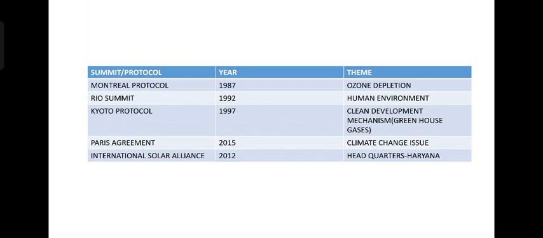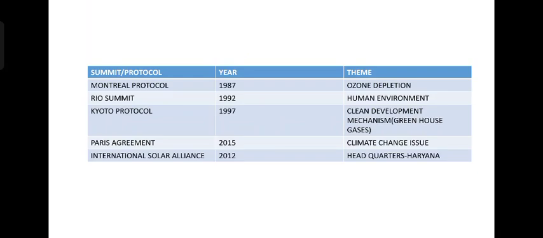Then comes the Kyoto Protocol. Actually, this was introduced in 1997, and the theme was the clean development mechanism, that is greenhouse gases. That was the theme for this protocol. Then the Paris Agreement, it was related to the climate change issue, and it was released in 2015. Then another thing, the last one, actually it is not a protocol, it is the International Solar Alliance, but this is a common question that could be asked because this one is related to India. It was established in 2012 and the headquarters is in Haryana. That's why I had talked about this also.